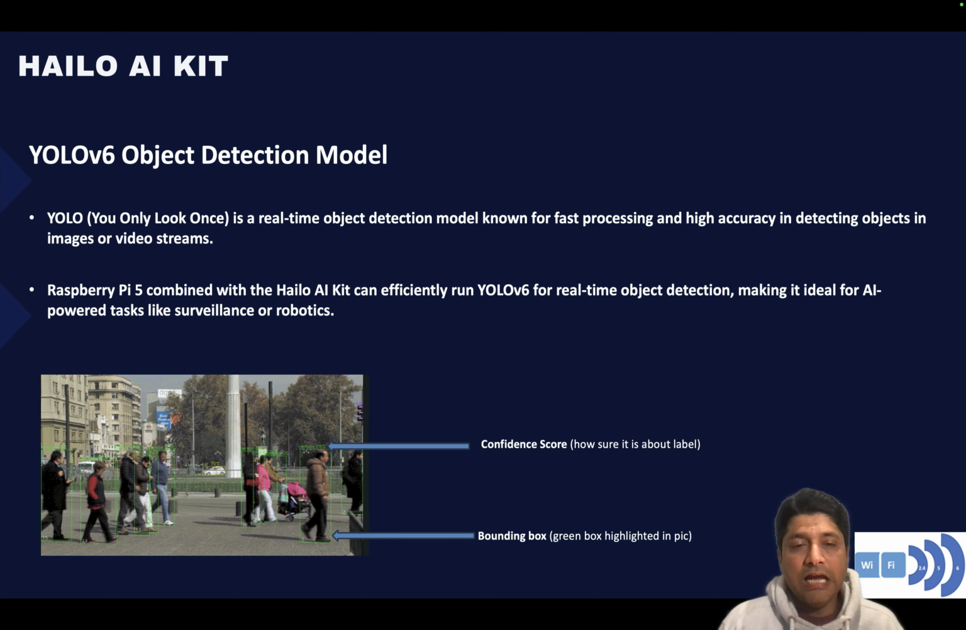Once you install the Hailo AI packages on the AI kit, after you connect it with the ribbon cable, which I'm going to show you practically, you would install some packages, and that package includes YOLO V6. YOLO, you only look once, is a real-time object detection model. Now Raspberry Pi 5 combined with this Hailo AI kit can efficiently run YOLO V6 for real-time object detection, making it ideal for AI-powered tasks.